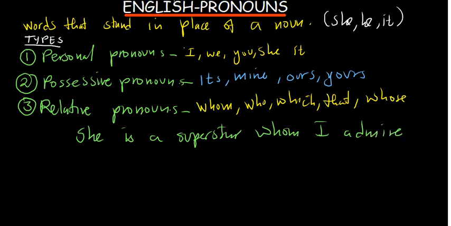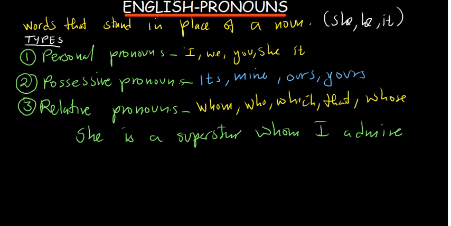Okay, so here you are saying she's a superstar whom. So the whom here is standing in place of what? That superstar you admire. So a relative pronoun is going to be used to stand in place of another noun or another pronoun. In this case, she is a superstar whom I admire.